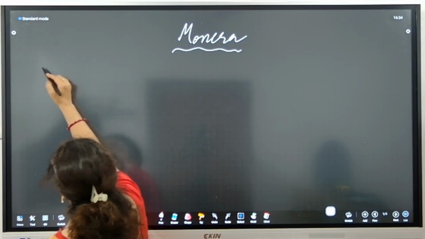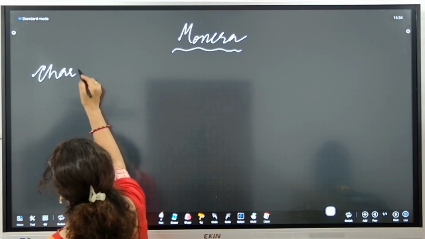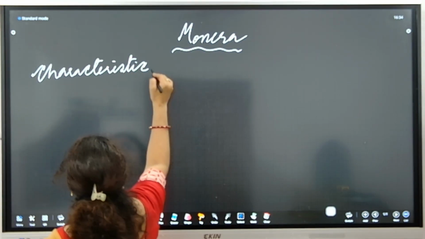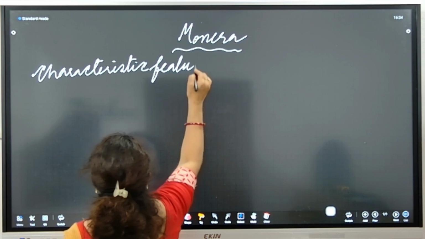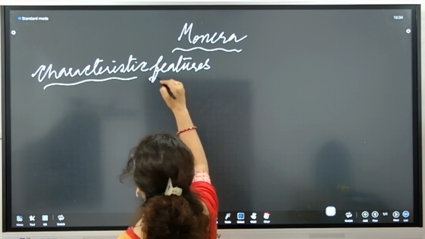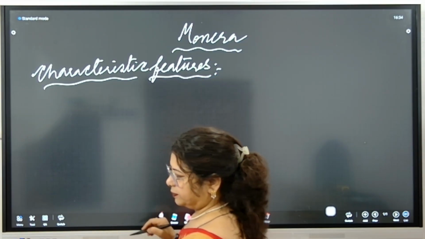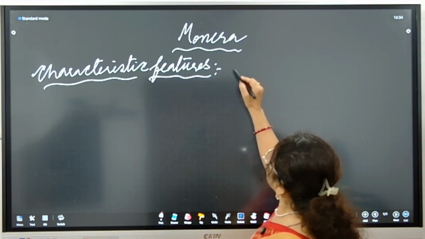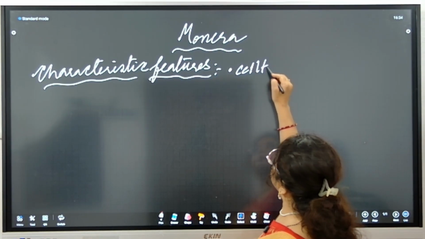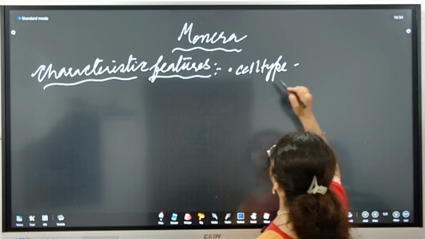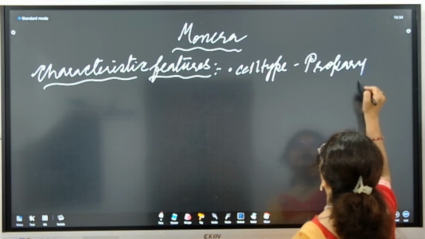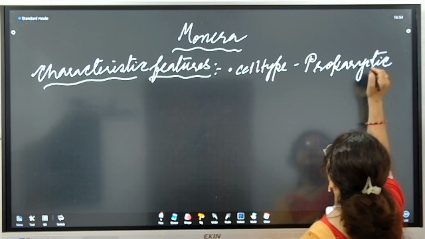Okay. First, the general characteristic features. I think it is very much visible. So first, that is cell type. If you are asked what is the cell type, you will say prokaryotic.